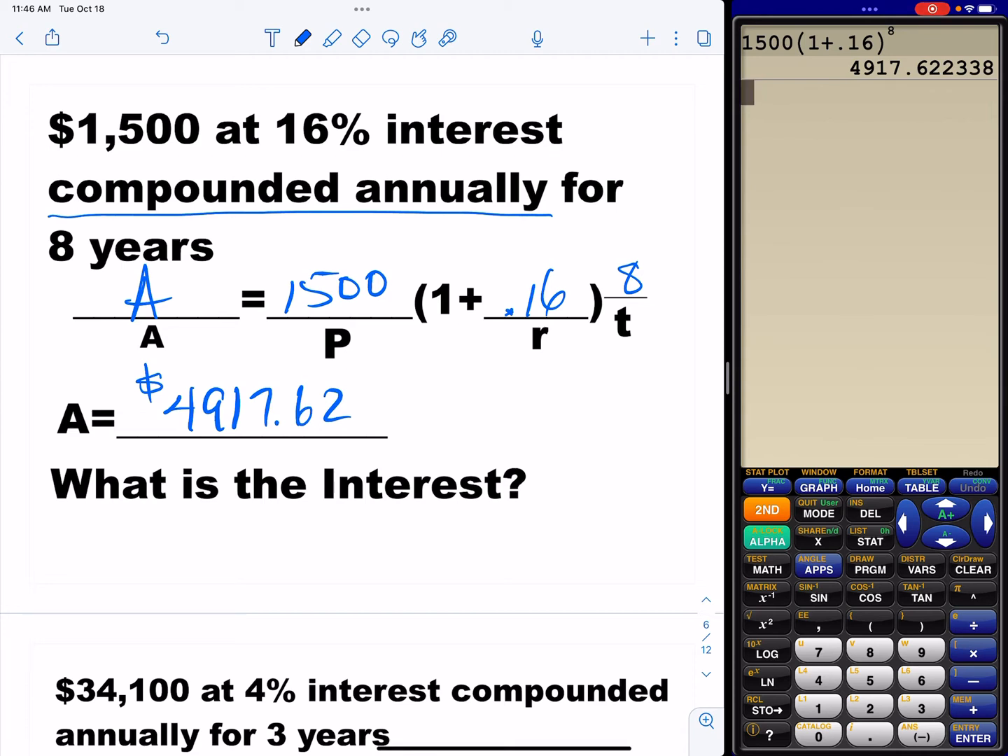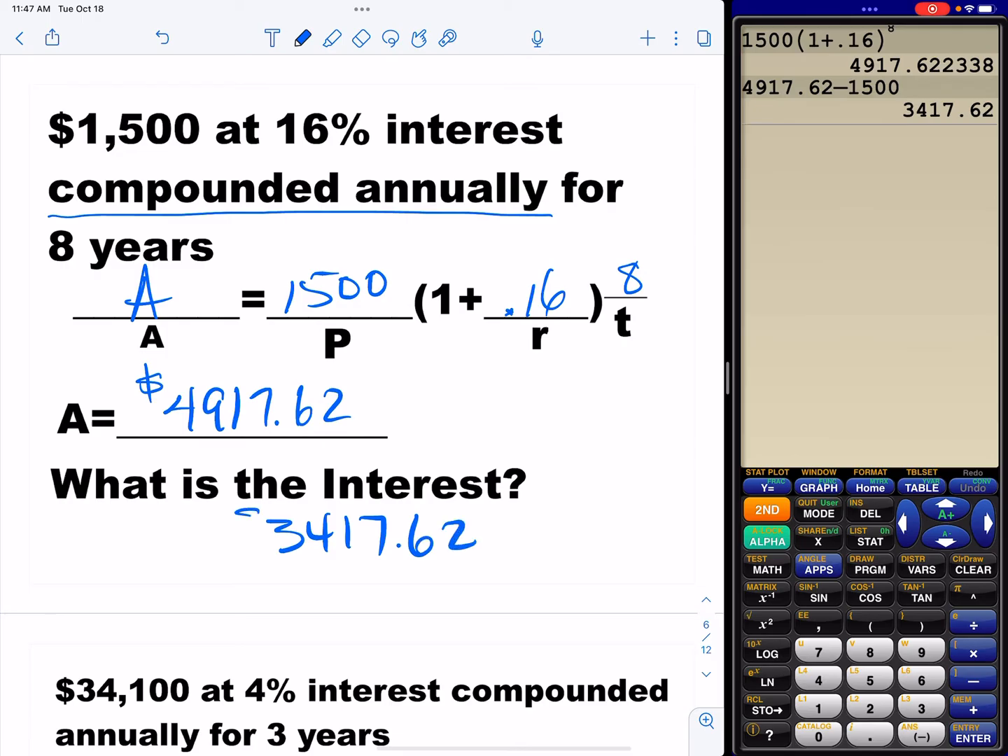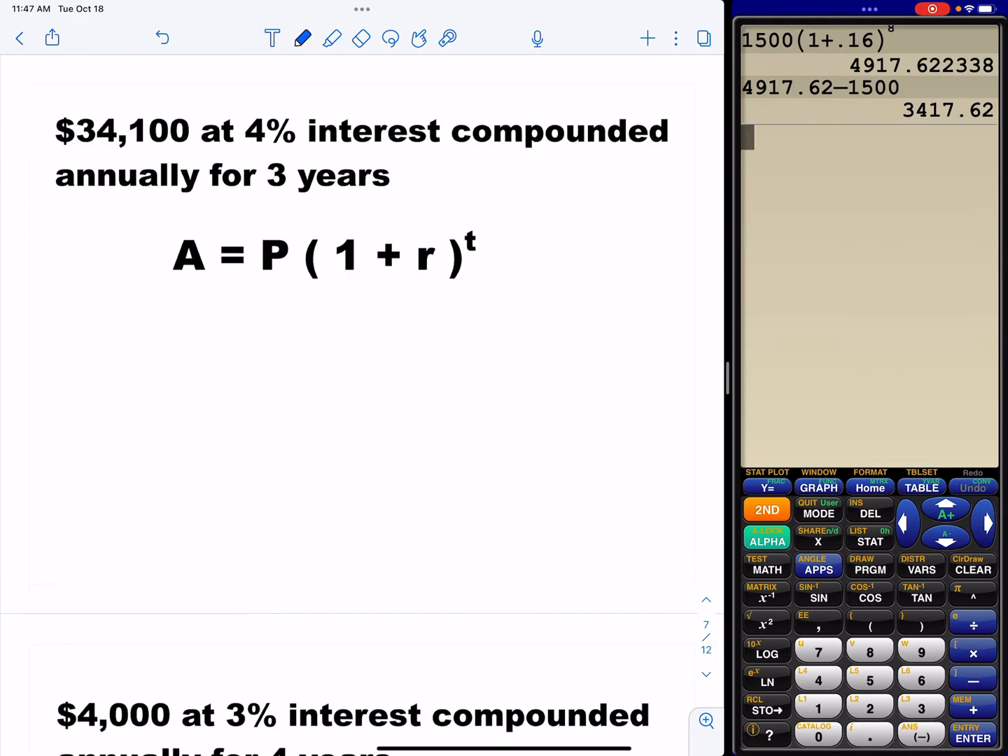Now, in order to find the amount of interest, I'm going to take that A amount that I just wrote down, and I'm going to subtract out the original principal that I started with. So the amount of interest that I earned on that account over that 8 years was $3,417.62. So that's how you do it. It's just a matter of typing in things, plugging in numbers into a formula, and doing the math on the calculator. So let's do another one.